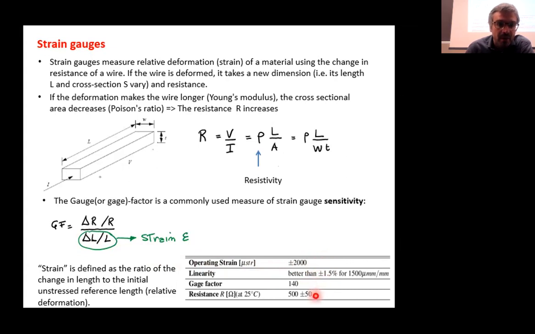And we see here what we discussed yesterday about the linearity, that we have linearity only in a part of the range, which is 1500. So beyond this range, the gauge starts to behave non-linearly. This is the gauge factor, 40, and the resistance, this is not uncertainty as we discussed yesterday, but is just a change in resistance with respect to a default value, which is the resistance that the gauge has in case of no deformation.